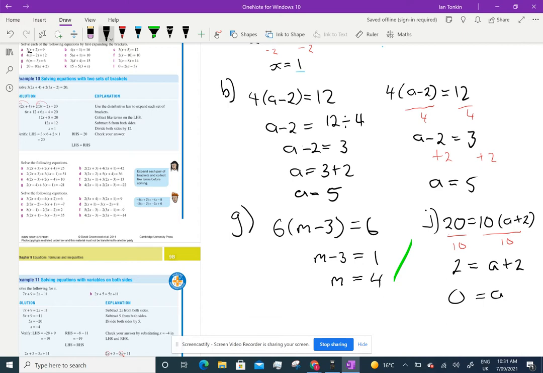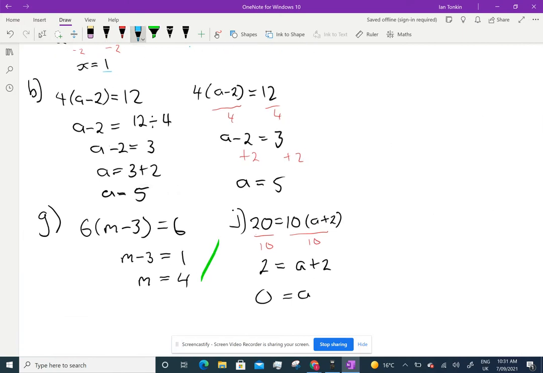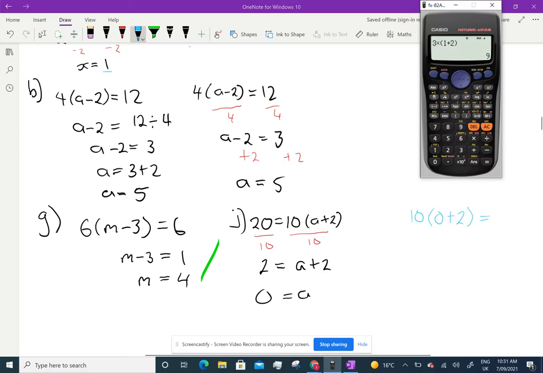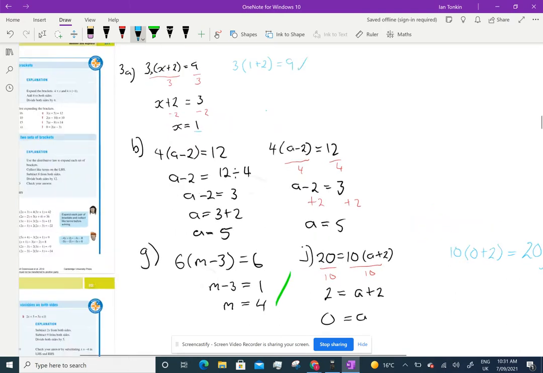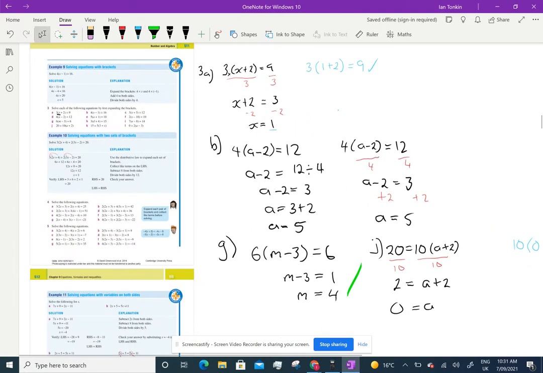Now, isn't that unusual? Let's just double check that. Put it back in. 10 times (0 plus 2). Does that equal 20? Double check. 10 times (0 plus 2), 20. Yes, it does. We're happy. Right, I'm going to create some space for myself.